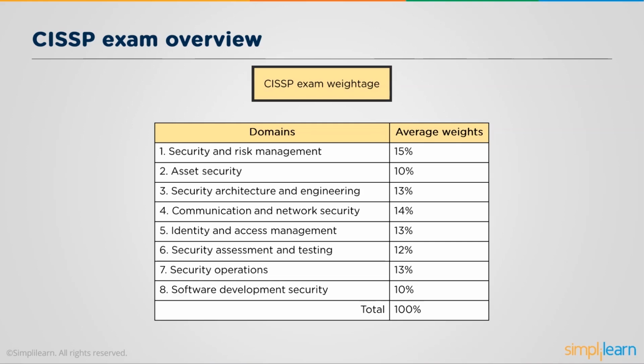Security architecture and engineering, this is where your infrastructural knowledge, your security architecture, your enterprise architecture, all those come into the picture. There are a lot of theoretical models that you need to study in domain 3. And that covers 13% of your exam. Communications and network security. This is the most technical topic within all these 8 topics.